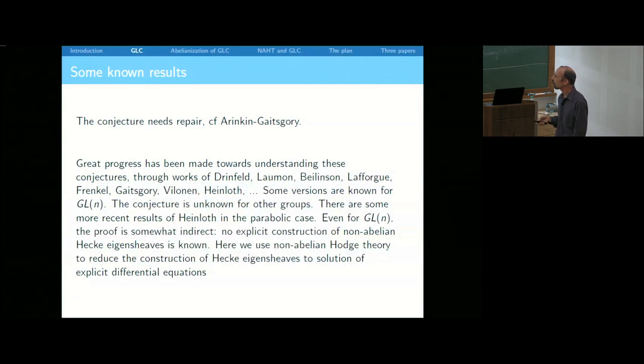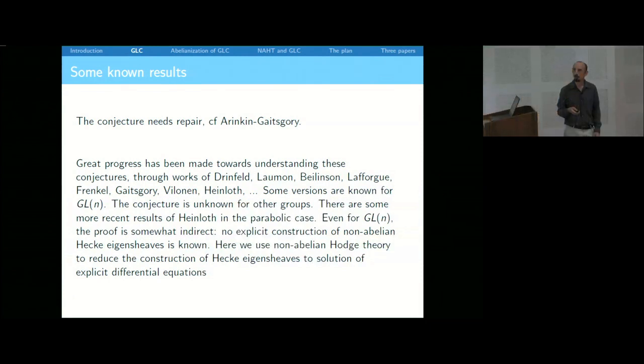So a lot of work has been done on this for 20 or 30 years now, and here are some of the people who've made great contributions. I think the basic version is known for GLN, and Gaitsgory feels that he's close to proving the fancier version for GLN as well. Not much is known for other groups, as far as I'm aware. There's some work of Heinloth, among others, on the parabolic case.